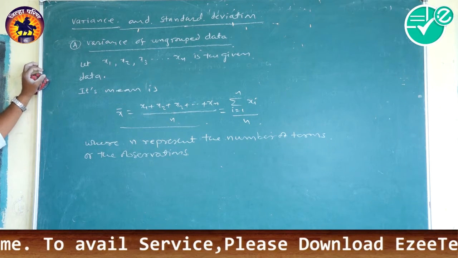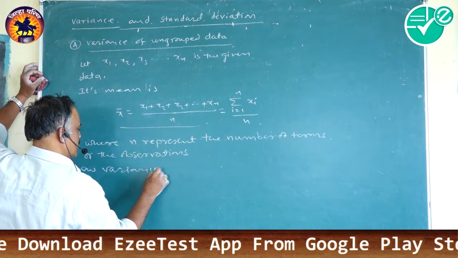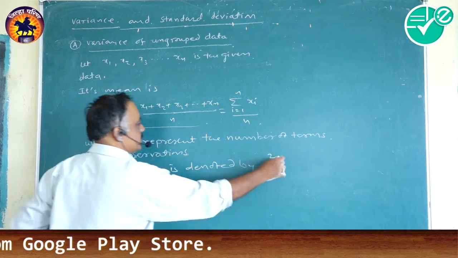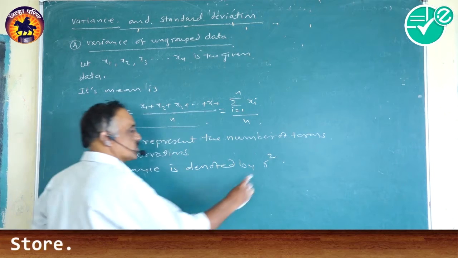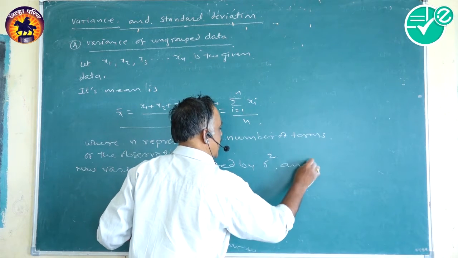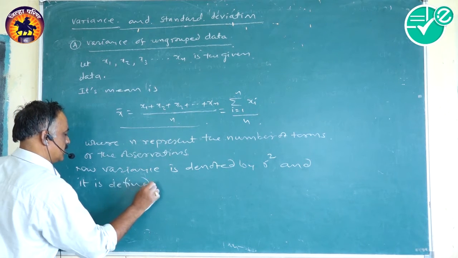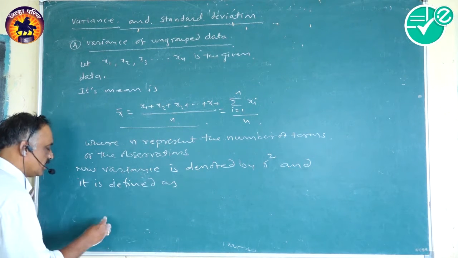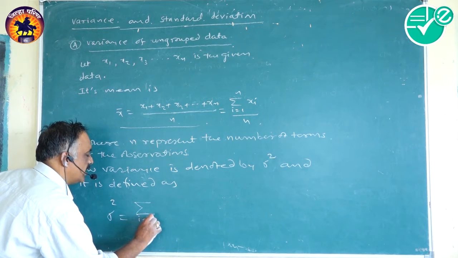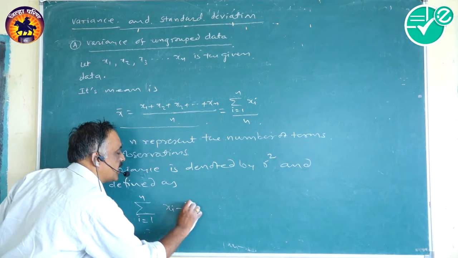After getting the mean, I want the variance now. Variance is denoted by sigma square, and it is defined as sigma square is equal to the sum from i equals 1 to n. Very first you need to find the deviations. What are the deviations? xi minus x bar.